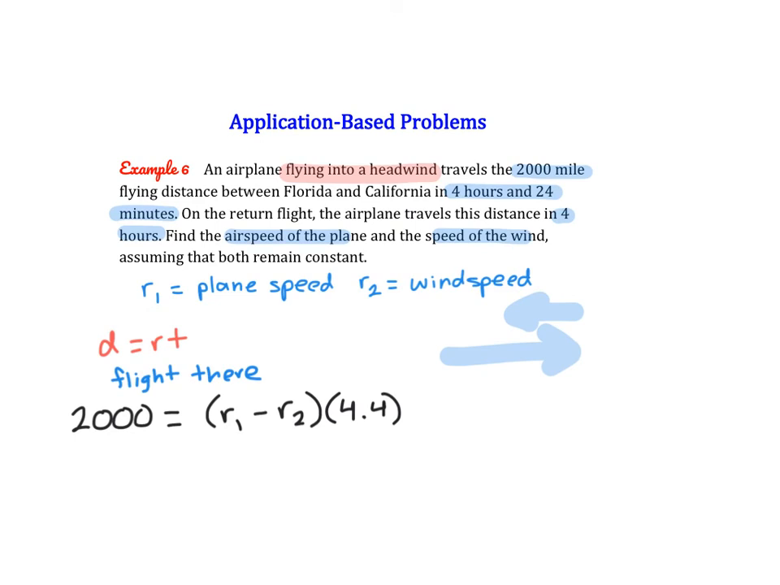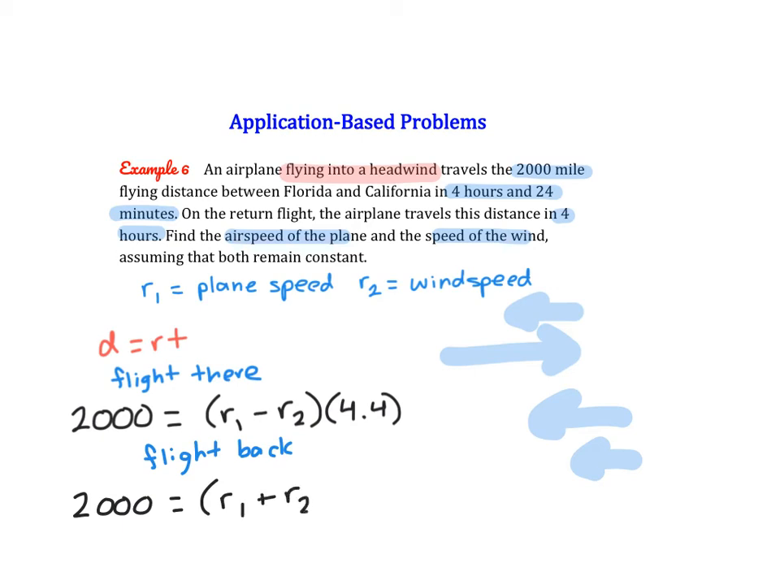And then for the flight back, we know that the distance is the same. But this time you're flying with the wind. Imagine that the plane is traveling this way, and the wind is also traveling that way. So the plane actually gets a little boost. The speed is going to be R1 plus R2, so the wind is helping it. And then the time is 4 hours.